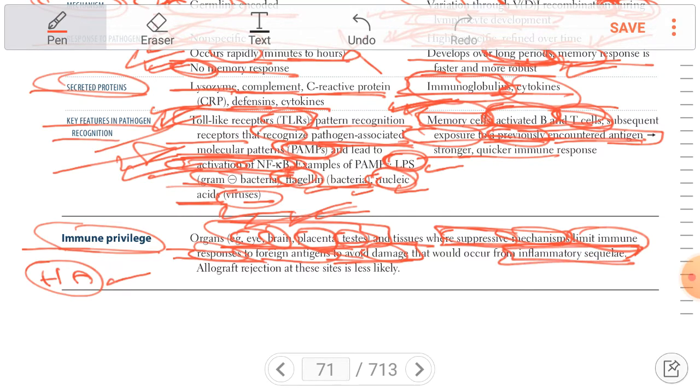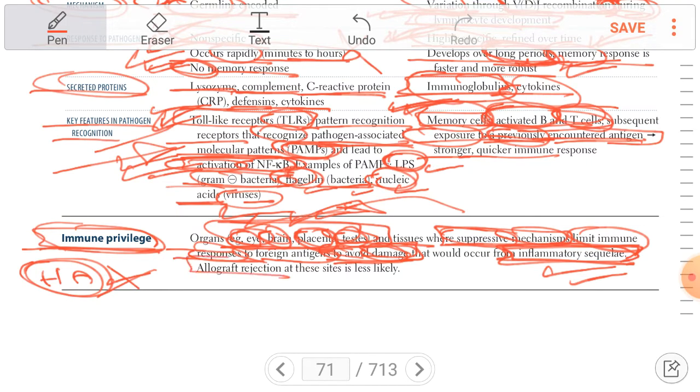So imagine if there were no mechanism for immune privilege. The body would recognize these organs in case of inflammation, leading to attack on the eye, brain, placenta, and testis, and damage to these organs. So immune privilege, hidden antigen, means that during development some organs will not be recognized by immune cells, to avoid damage in inflammatory sequelae.